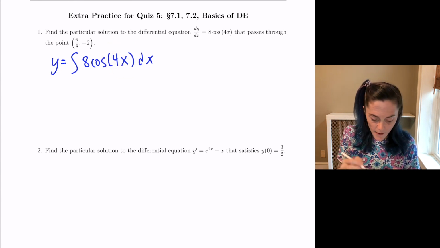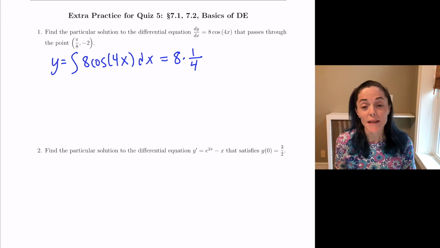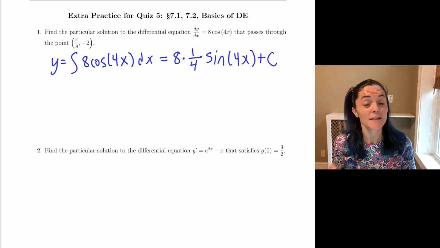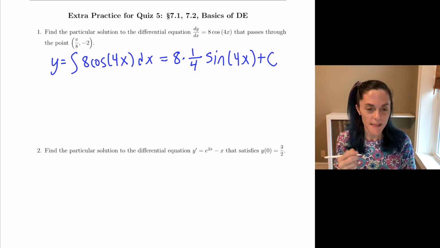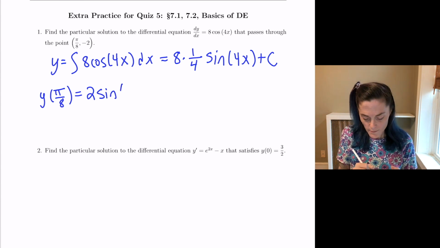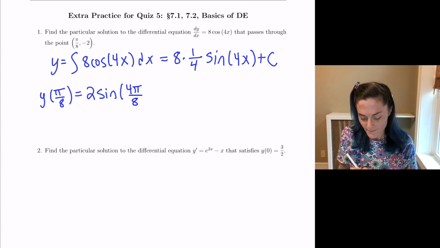What that looks like here, we can write down the 8. Then we have a 1 over 4. When we integrate the cosine, we have positive sine. Okay, so my answer is 2 sine 4x plus c. Then we use this point. So y of pi over 8. We evaluate. This will be 2 sine, well, 4 times pi over 8 is pi over 2.